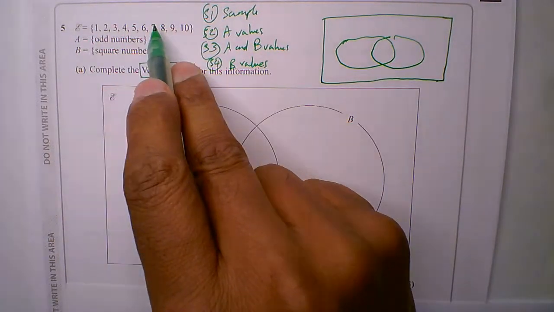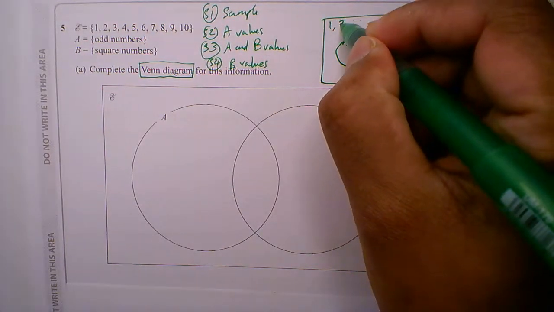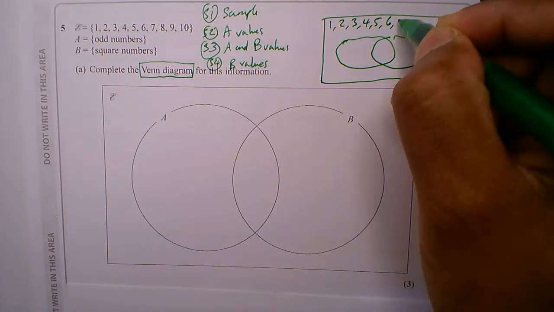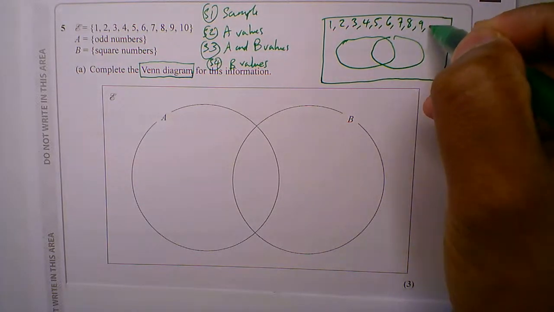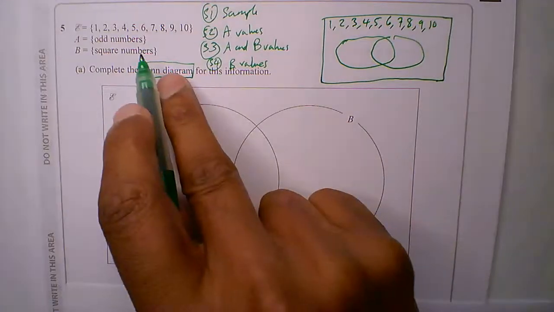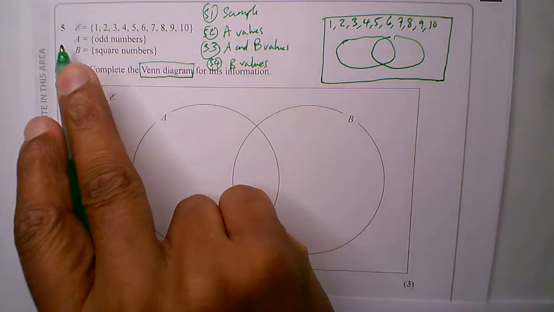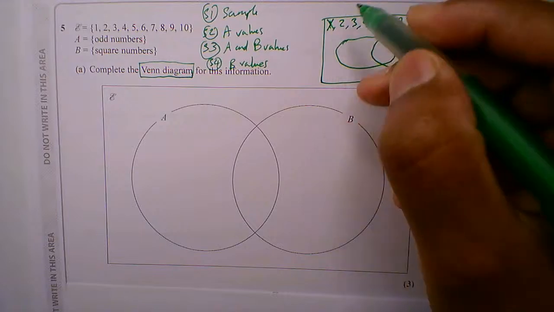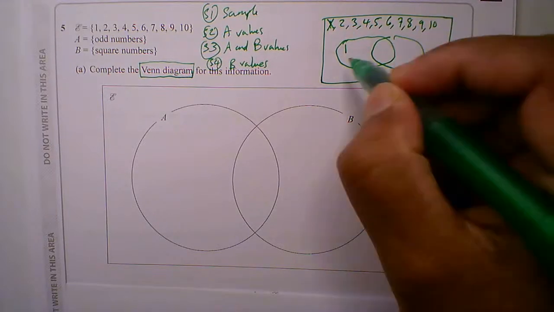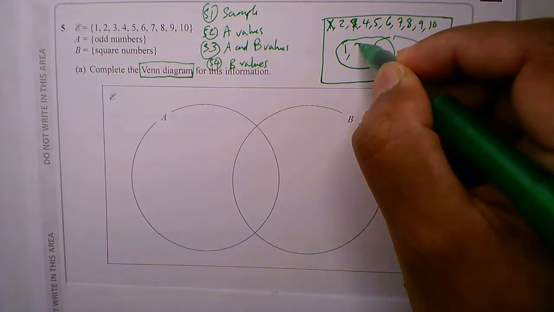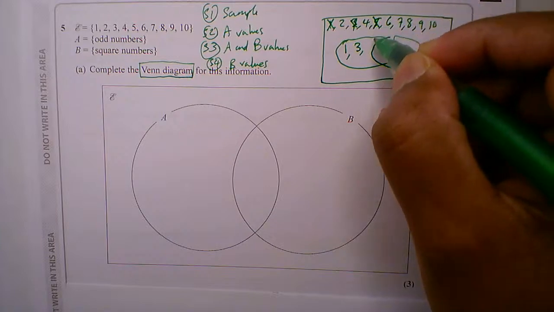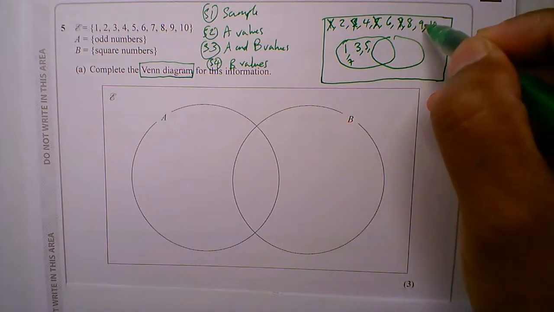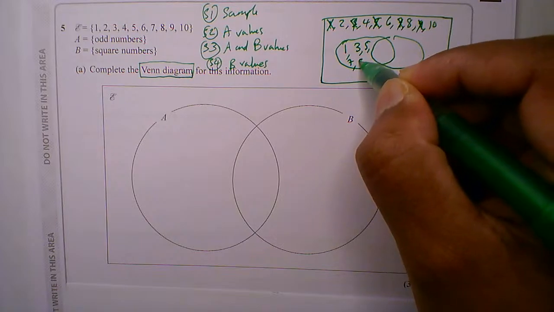So my sample will have all these numbers: 1, 2, 3, 4, 5, 6, 7, 8, 9, and 10. So I've got all my numbers. Now I'm going to go to A, which is odd numbers. So what are the odd numbers? 1 is an odd number, so I'm going to cross it out and leave it there, 1. 3 is one, cross it out, put it there. 5 is one, cross it out, put it here. 7 is one, cross it out, put it here. 9 is one, cross it out, put it here.